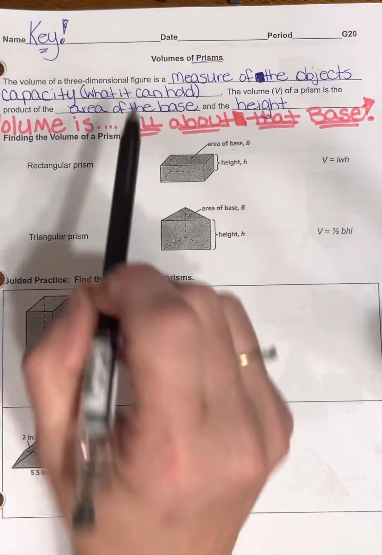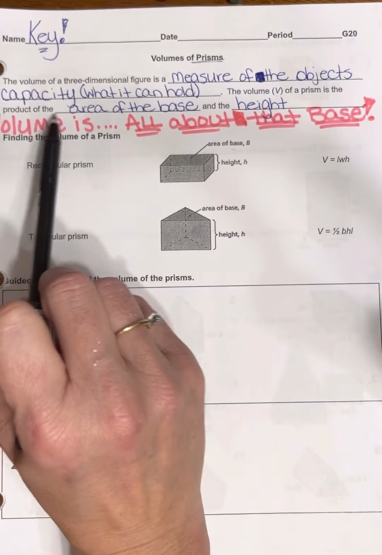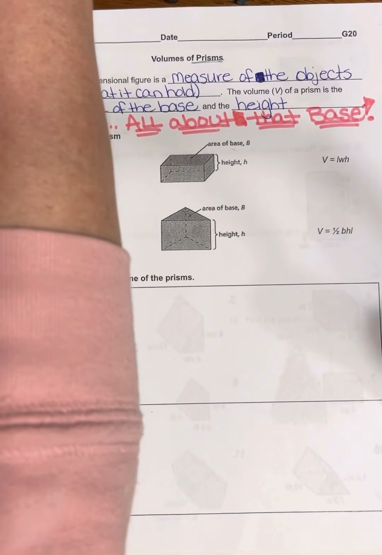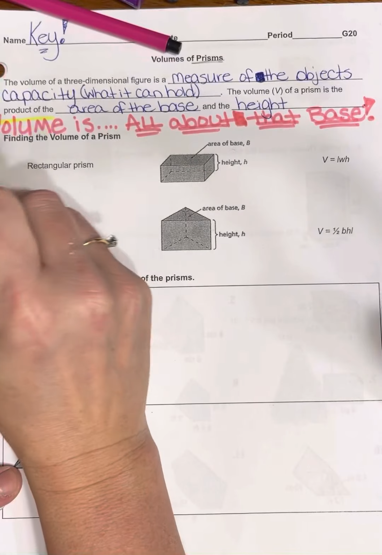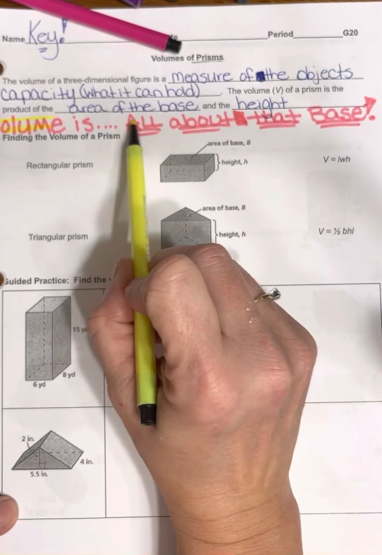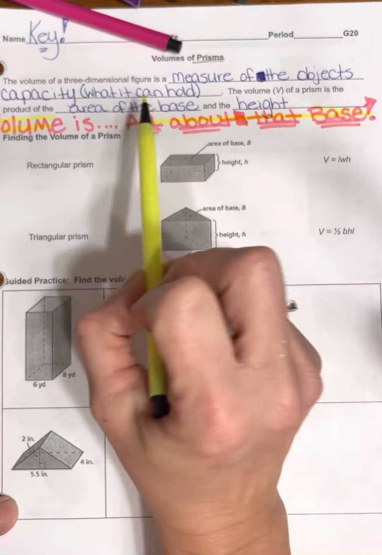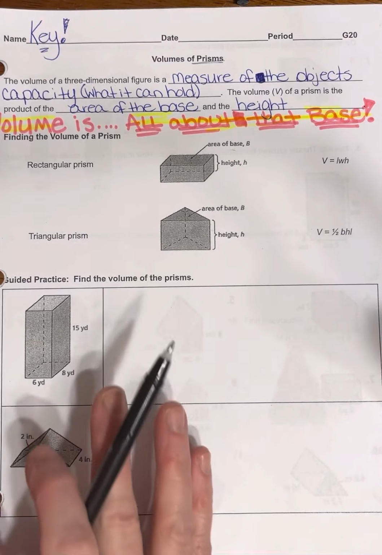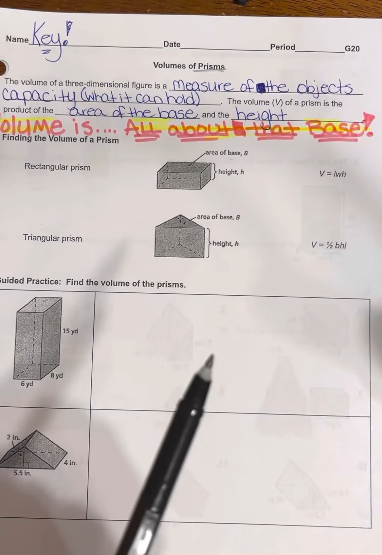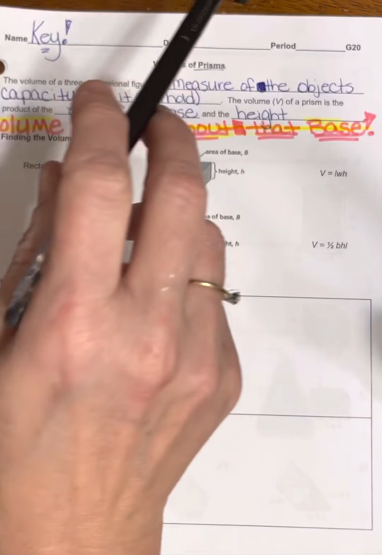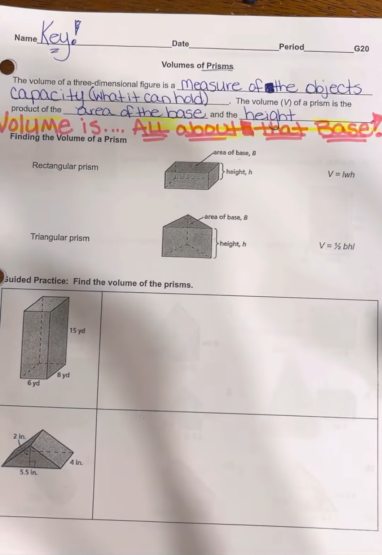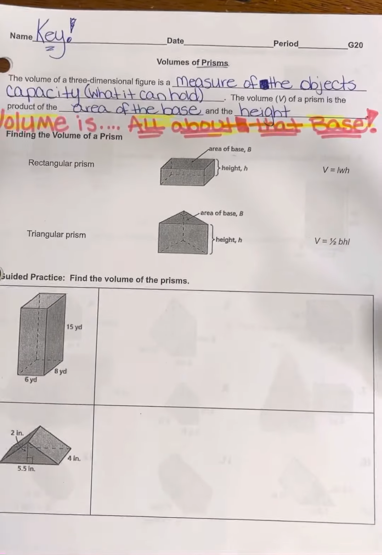So, volume's very easy because the volume of a prism is the area of the base and the height. And I'm going to tell you something, guys. Volume, no matter what volume you're doing, it's all about that base. With volume, and if I didn't sound so froggy, I'd sing it for you, but volume is all about the base. When you get to 8th grade next year and you're finding volume of cylinders and volume of cones and volume of spheres, it's all about the base. The base, the base, the base.